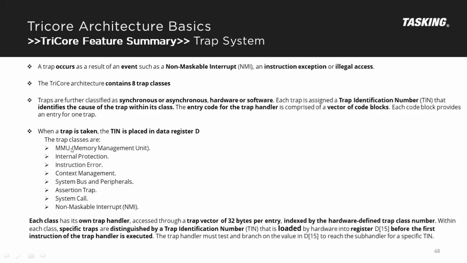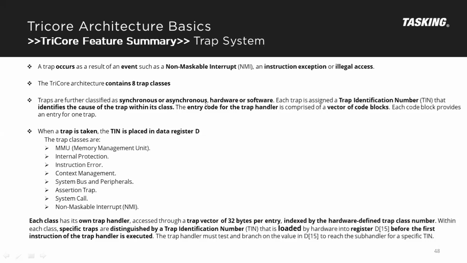You'll find traps related to the memory management unit, traps related to internal protection, instruction error, context management error, system bus errors, assertion, system call, and non-maskable traps. All these are different classes of traps, and inside any of these classes you will find lots of traps. In order to distinguish between the traps, you will use this TIN, or trap identification number. This defines the type of the trap inside any of these classes. So this is how it works.